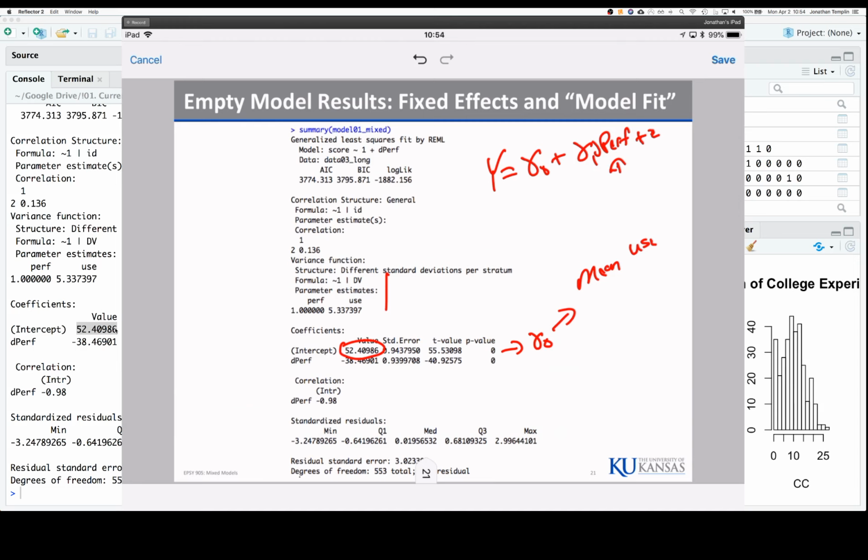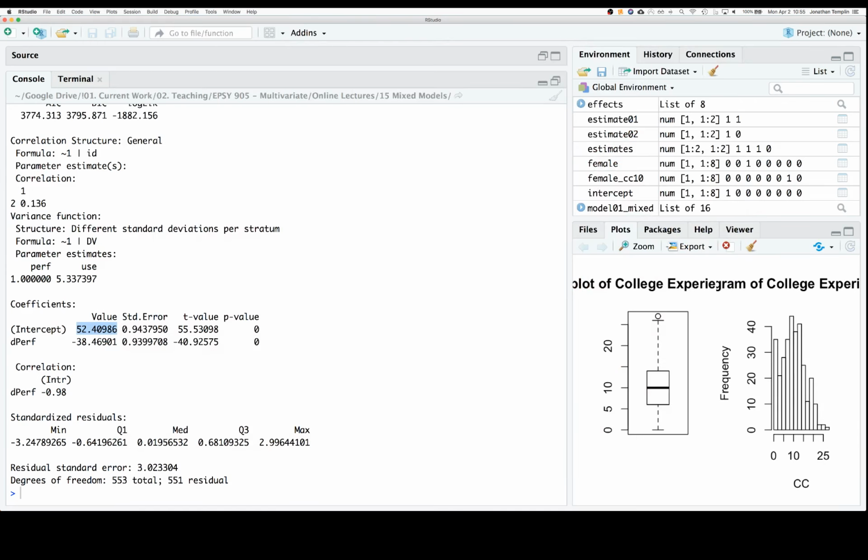Now delta 1 then represents the difference in the mean for performance minus usefulness. Right, so it tells us the mean for performance is 38.46 lower than the mean for usefulness. And we can figure out what that happens to be using model comparisons as we go on.